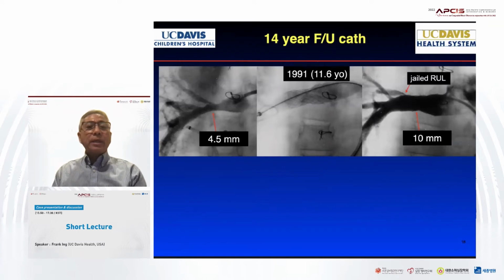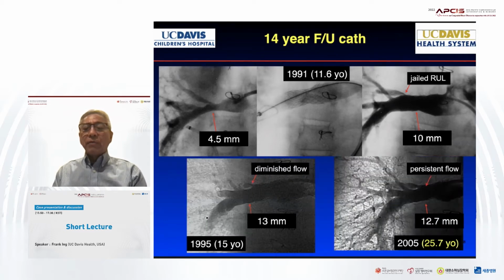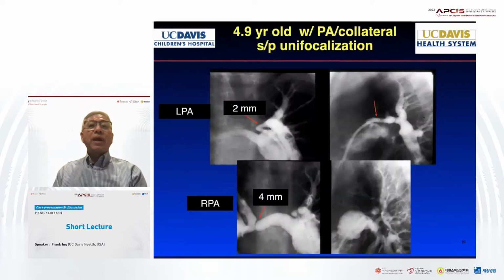looking at the initial diameter of 4.5. Then you can see there's a jailed upper lobe there; it went to 10 millimeters, 13 millimeters, and then eventually to 12.7. Again, pretty much similar, but over a 14-year period, the vessel has continued to maintain its patency, and with further dilation, maintain the larger diameters. Another 4.9-year follow-up had unifocalized vessels.